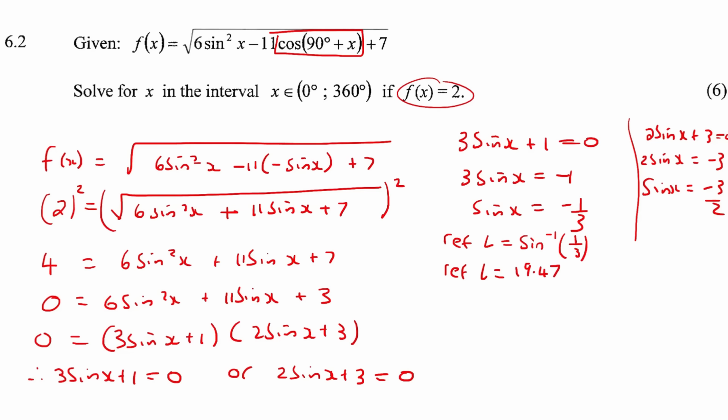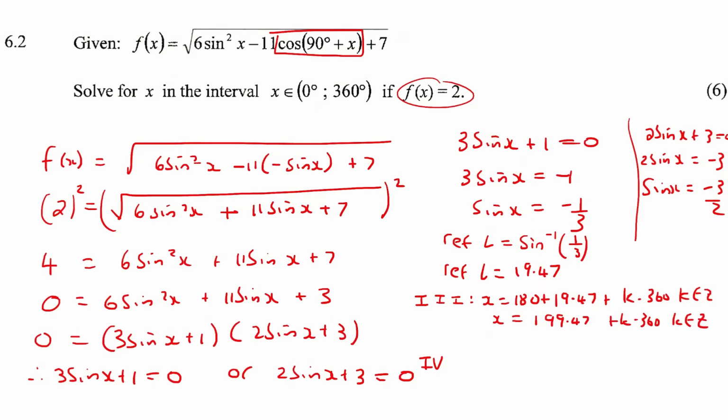19.47. And so then what you do is you go work in the quadrants where sin is negative. That's going to be quadrant 3 and quadrant 4. So in quadrant 3, we say x equals 180 plus the reference angle plus k times 360, k is an element of Z. And if you had to solve that, you're going to get 199.47 plus k times 360, k element Z. But this is actually going to be a specific solution. Okay, so I will take that into account now.